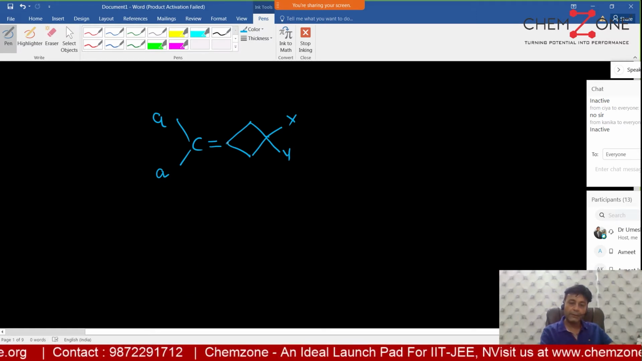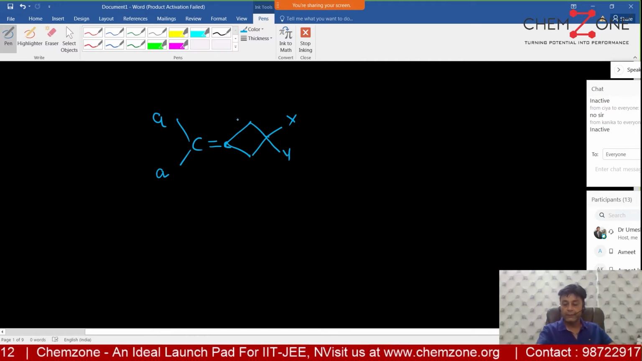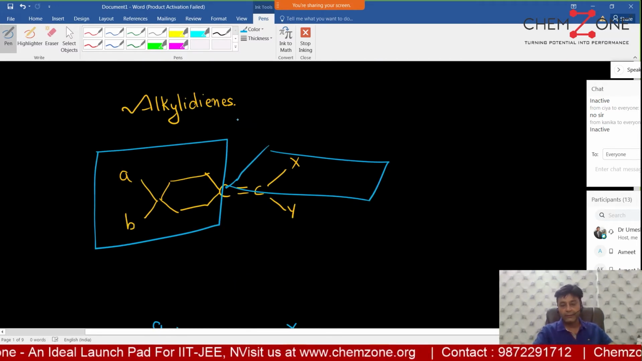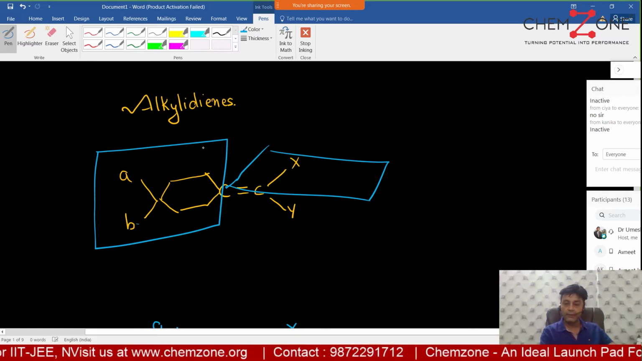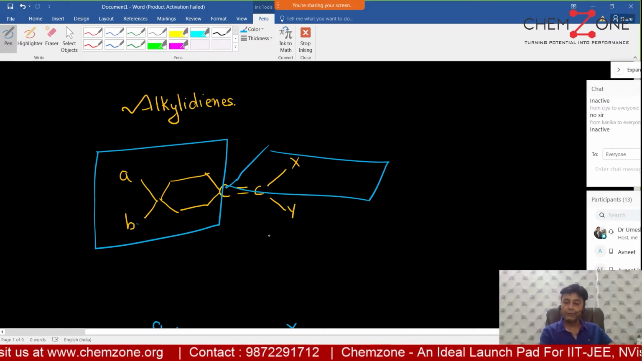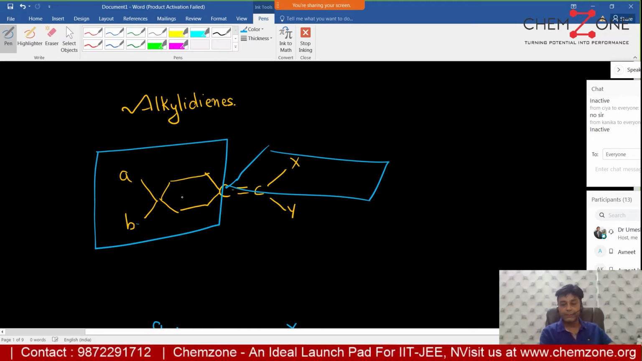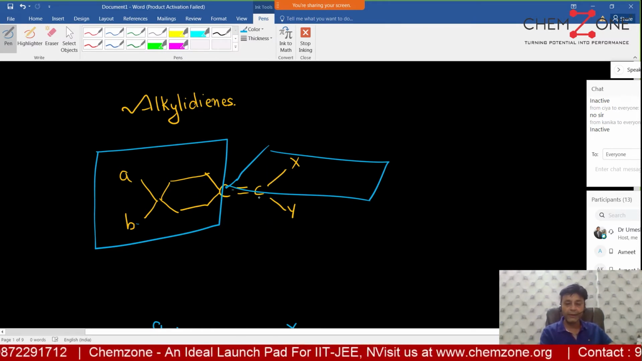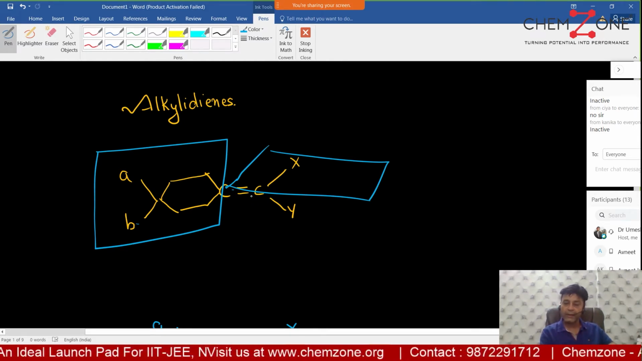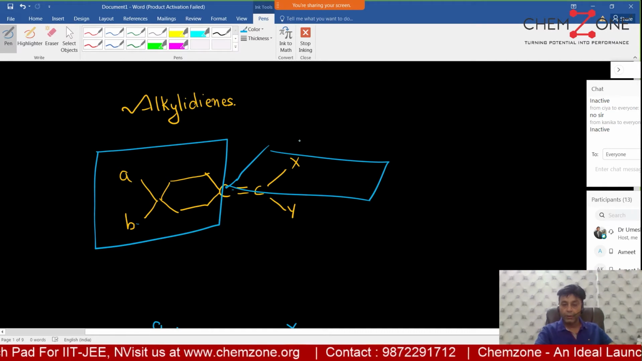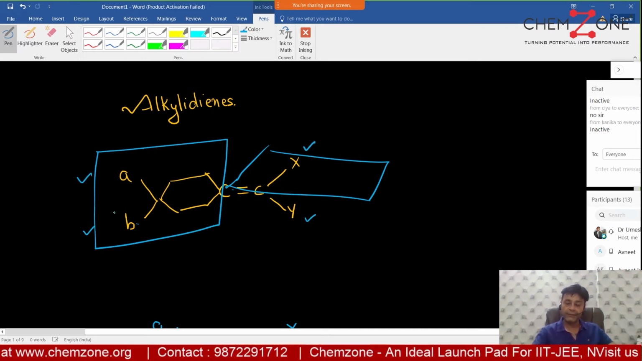In place of the carbon double bond carbon, we have a cyclic ring here. And if it is a cyclic ring here, this and this are perpendicular to each other. Around this double bond, they are perpendicular to each other. This is dissymmetric in nature, optically active. All the four groups of atoms must be different for a compound to be optically active.